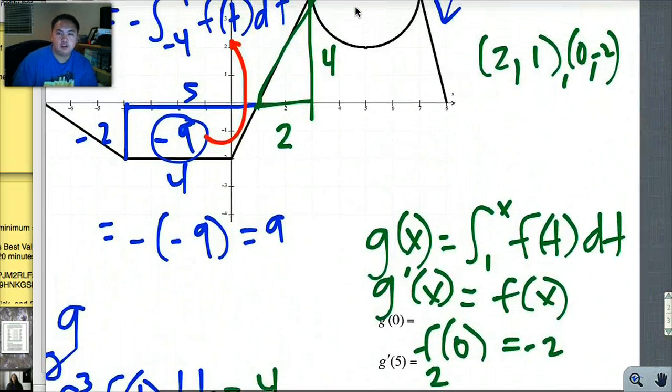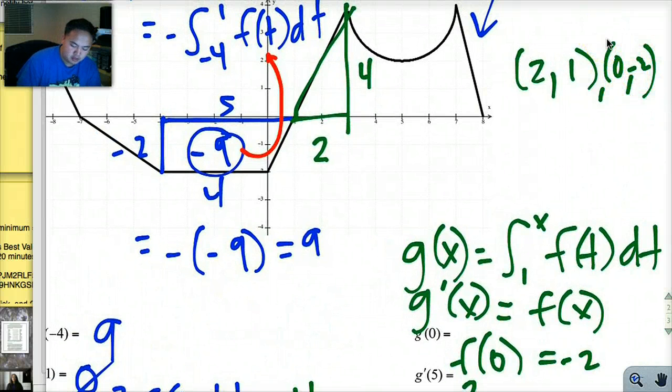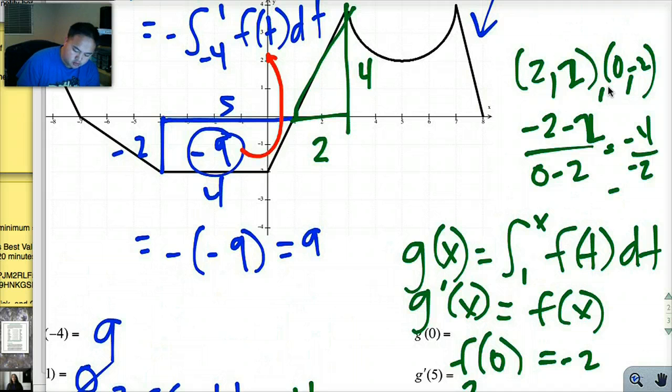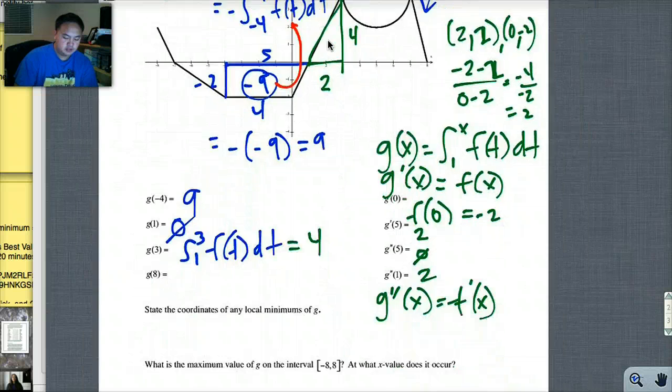Or if you don't believe me, or if you don't know how I did that, you could also do the slope formula. Negative 2 minus 1 over 0 minus 2. Hold on. Sorry about that. So it should be negative 2 minus 2. I get negative 4 over negative 2, and I also get a slope of 2. In any case, I'm just trying to find the slope at this point. I know almost all of you are intelligent enough to figure out the slope of this line. So that's it.